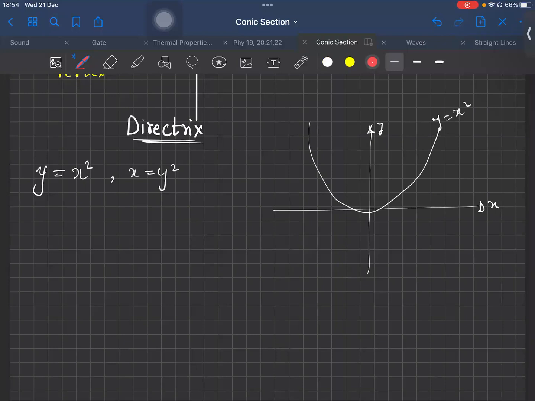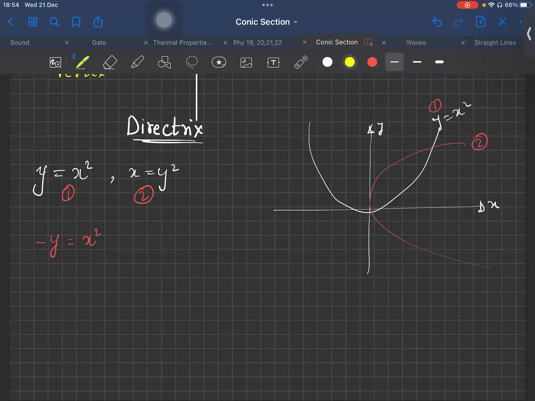We have to rotate it by 90 degrees. Yeah, you just rotate it by 90 degrees. So this is your x is equal to y square. This is your first curve, second curve. So first, second. How will you draw minus y is equal to x square? How will you draw that?